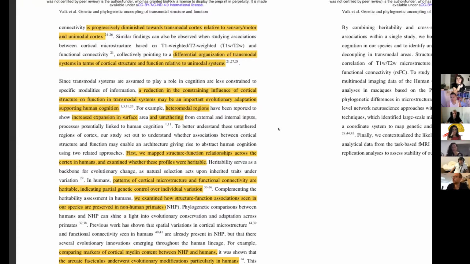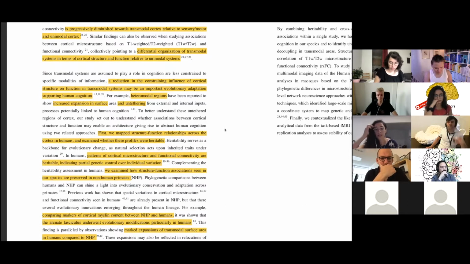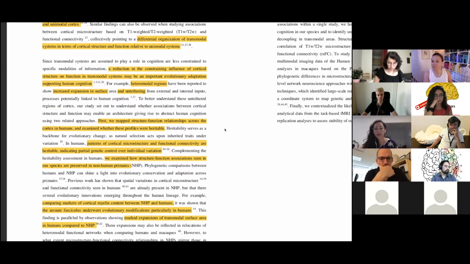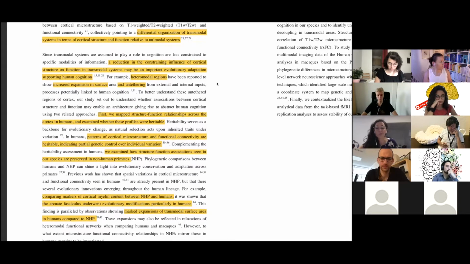The differential organization between transmodal and unimodal systems is reflected also in the coupling of cortical structure and function. In particular, a reduction has been observed in the constraining of the mapping of transmodal functions on brain structures. And this is probably important for the evolutionary adaptation supporting specifically human cognition.